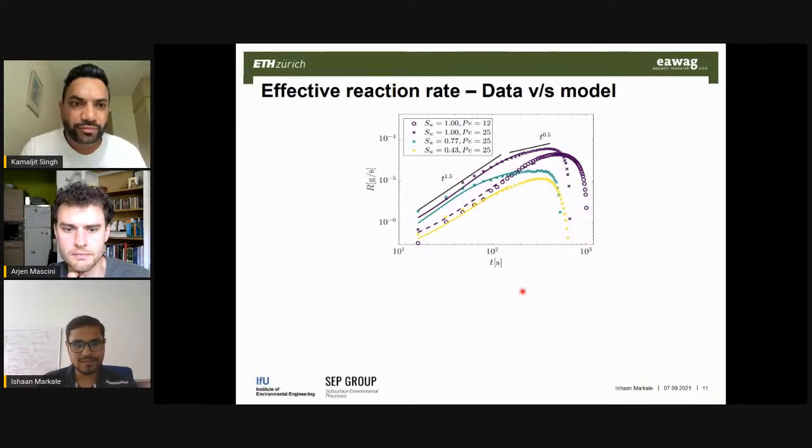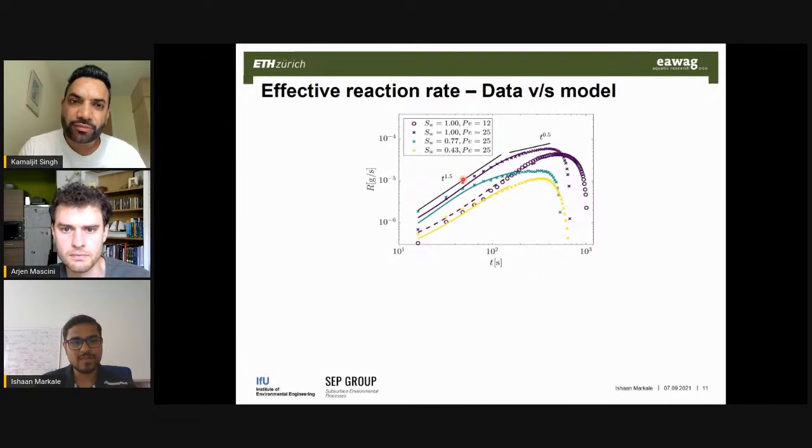So the symbols that you see are the experimental data, and the lines are the theoretical model. What we notice is that initially you get a very non-Fickian behavior, so the scaling of the reaction rate is t to the 1/2. As I mentioned before, this is not predicted well from the Fickian theory. So the Lamella model is able to capture this effect quite well.